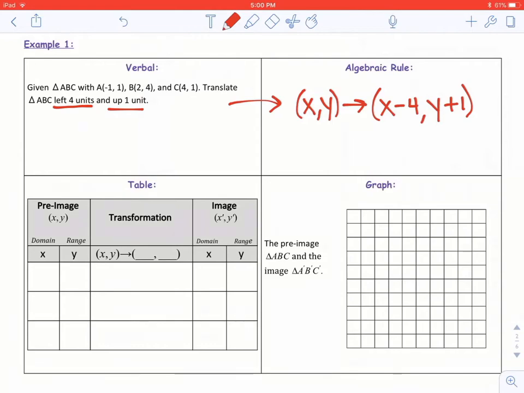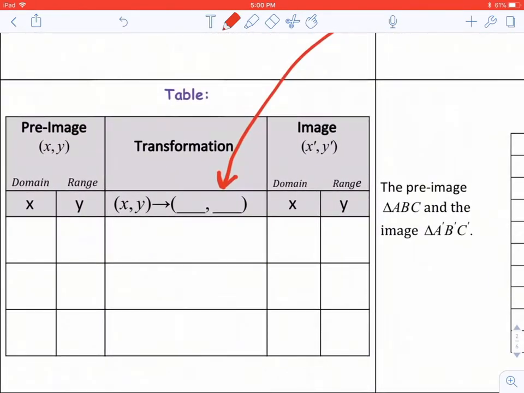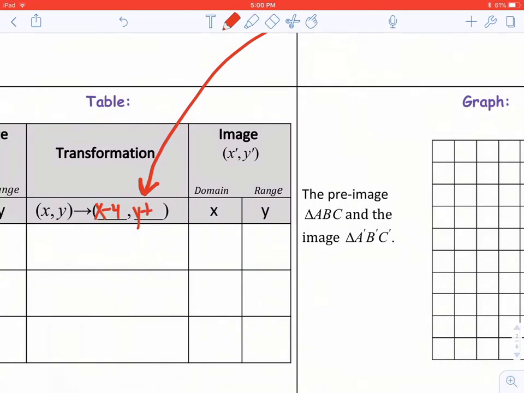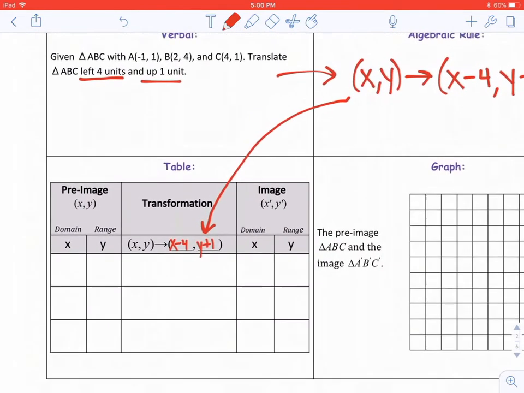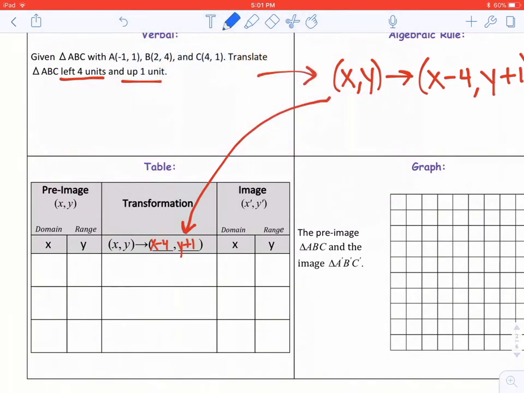Now we're going to take this algebraic rule and insert it right here in our table. So let's see. I'm going to move x minus 4, y plus 1 right here in my table. Let me get a slightly smaller pen to do this part. There we go. X minus 4, y plus 1. So we need a little more information to fill in our table, but thankfully they gave us lots of good information in our verbal description.